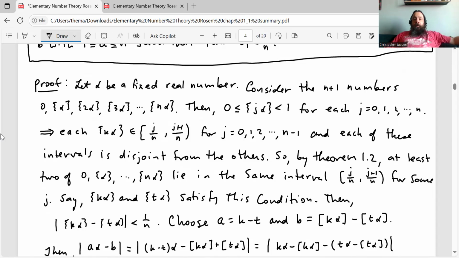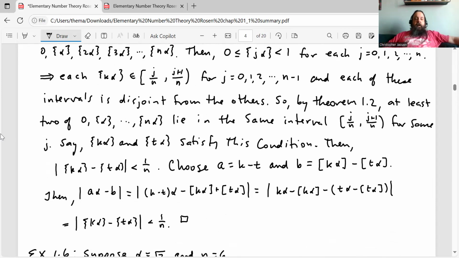So by the pigeonhole principle, or in other words, theorem 1.2, at least two of those fractional parts lie in the same interval. Here I'm calling it j over n to j plus 1 over n for some j. Then, for example, say the fractional part of k alpha and the fractional part of t alpha satisfy this condition. Then the absolute value of the fractional part of k alpha minus the fractional part of t alpha is less than 1 over n, right? Because the width of each of those disjoint intervals is 1 over n.